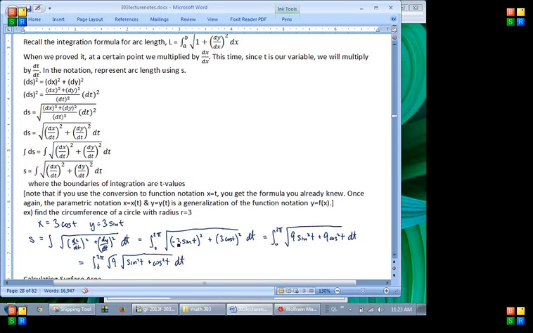And in one step, magic. It's just 1. And boy, that integral could not be easier.